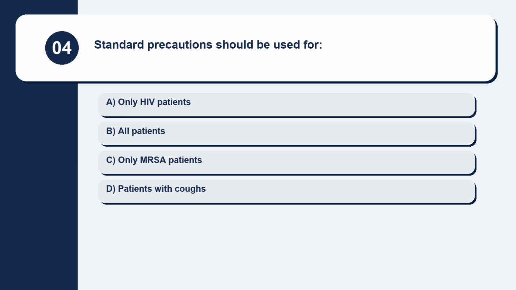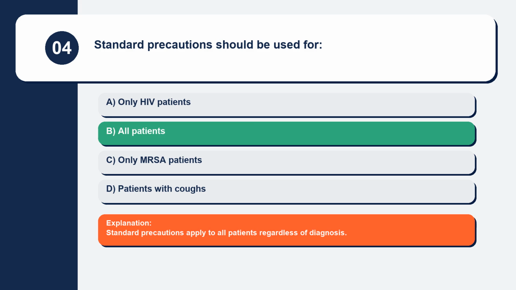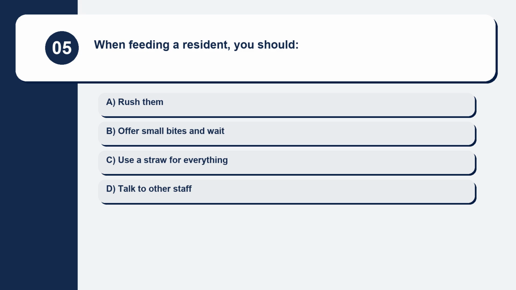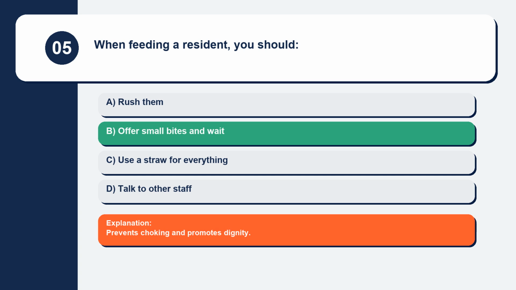Question 4. Standard precautions should be used for only HIV patients, all patients, only MRSA patients, patients with coughs. Standard precautions apply to all patients regardless of diagnosis. Question 5. When feeding a resident, you should rush them, offer small bites and wait, use a straw for everything, talk to other staff. Prevents choking and promotes dignity.